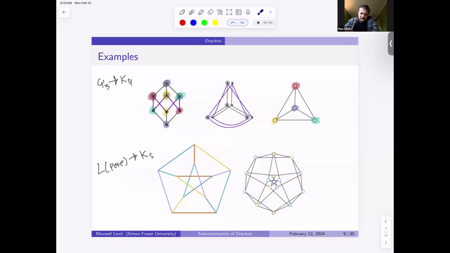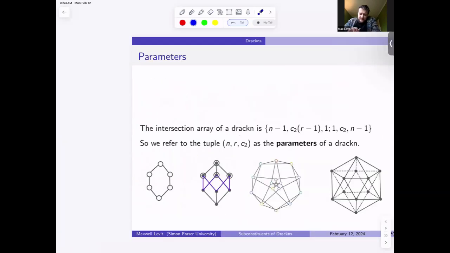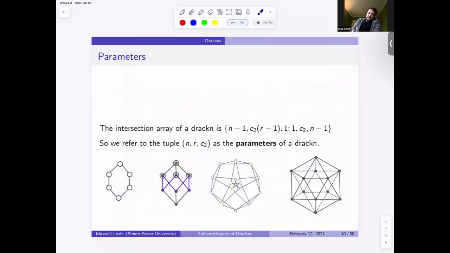All right, so there are some examples, and the other thing I want to say about them is that we can actually work out the intersection array we get for a drackn. Notice that it only depends on the index, the size of the complete graph we're covering, and this parameter C2. In all of these examples, we have this number C2, which, in my general picture, was the number of back neighbors from distance 2. That's all we need to pay attention to.